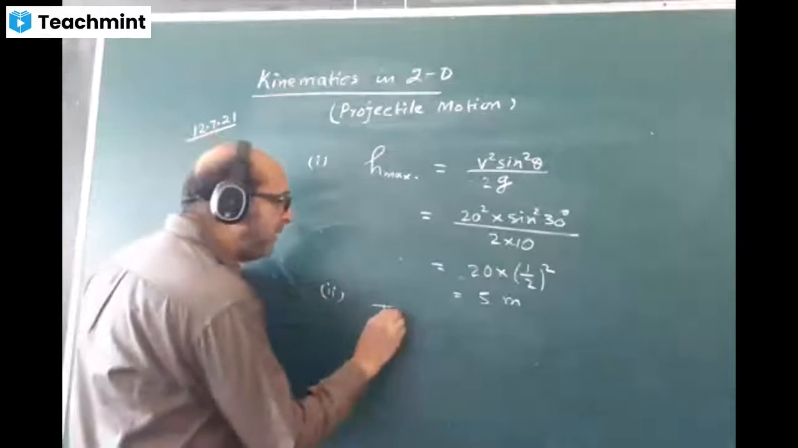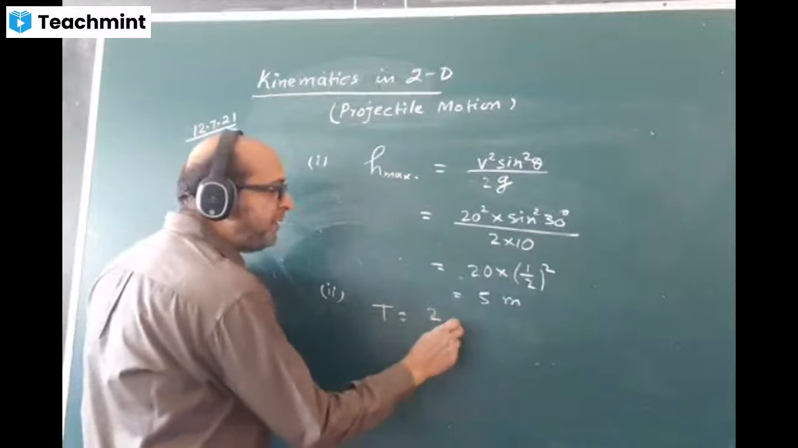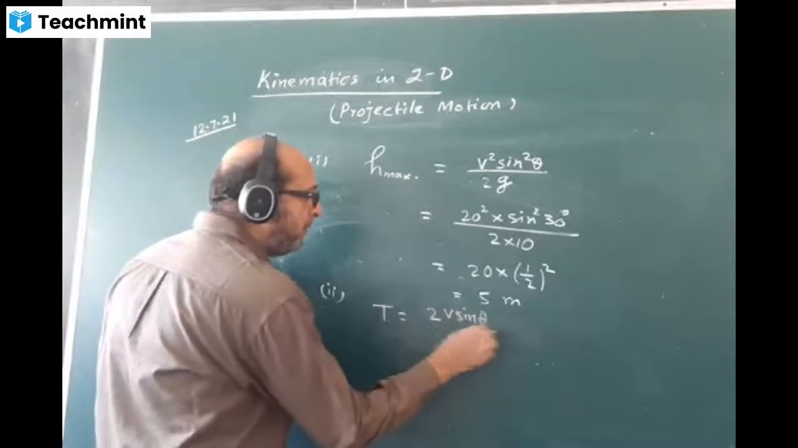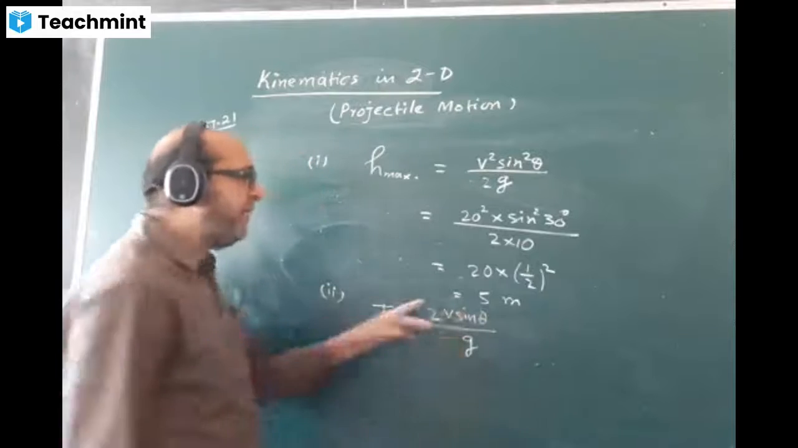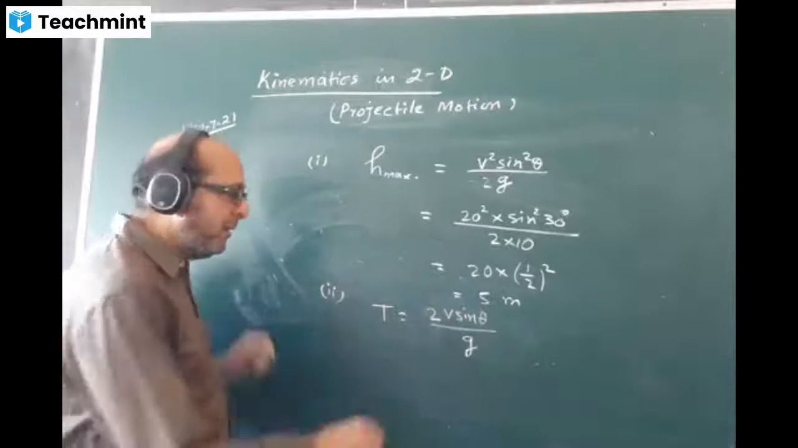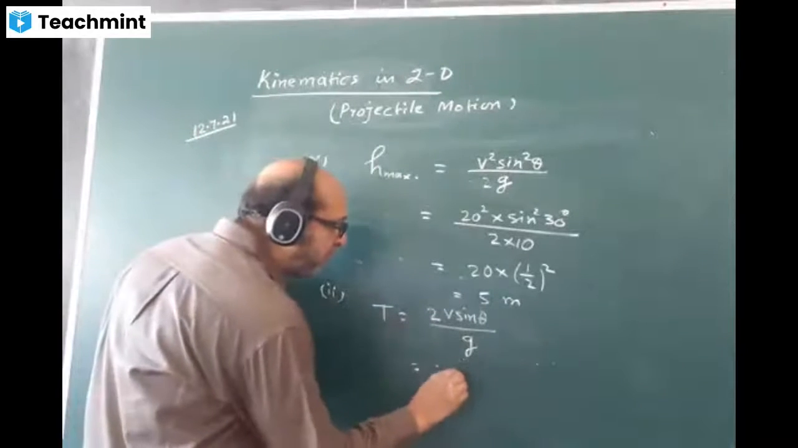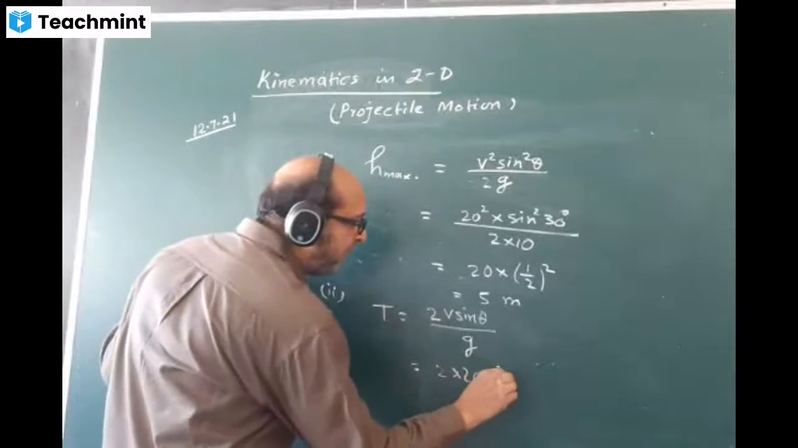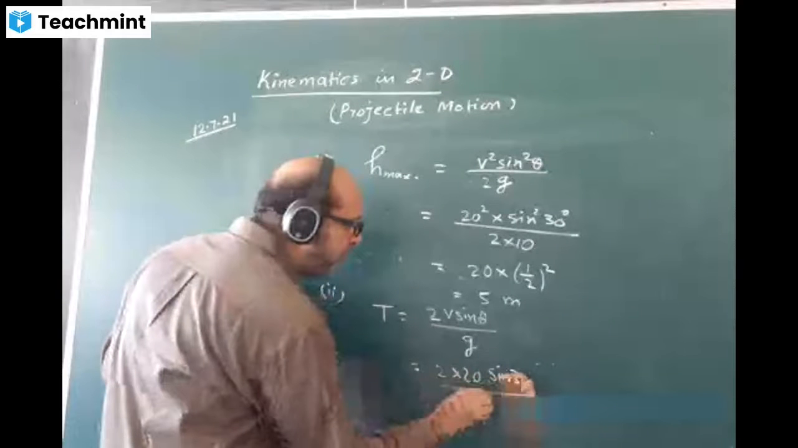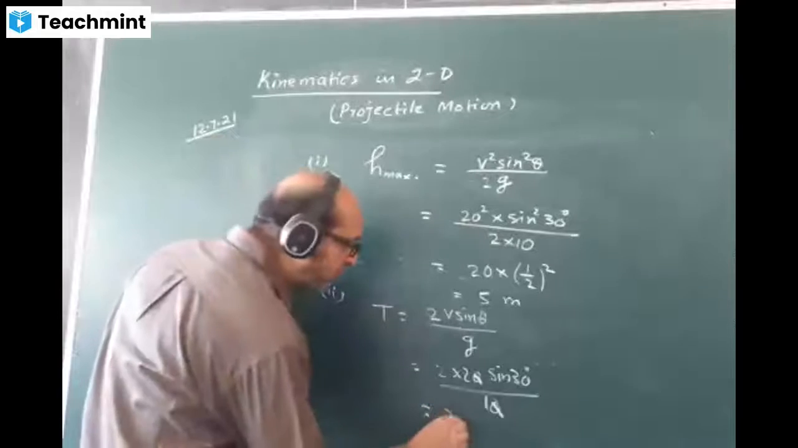Time of flight, capital T, the formula was 2u by g. Instead of u, I am putting v sin theta, the component of this. So T equals 2 v sin theta by g. Now find the answer. 2, v value is 20, sin 30 degree, upon g value is 10. This and this will go. Sin 30 degree value is 1 by 2. The answer will come 2 seconds.